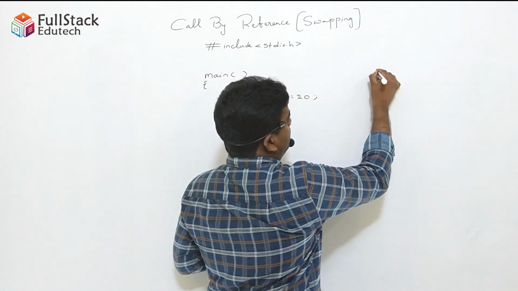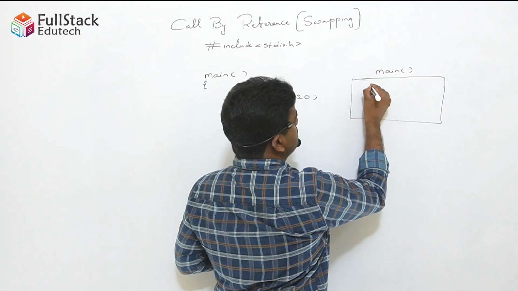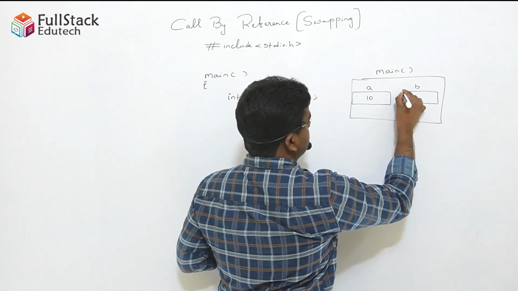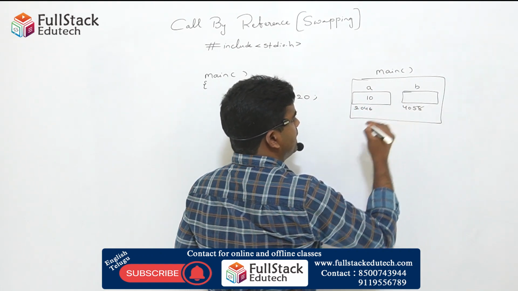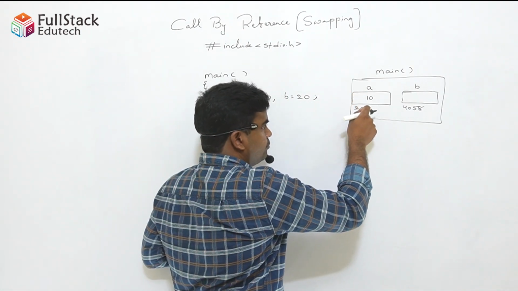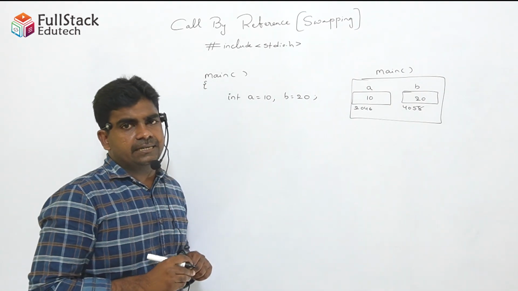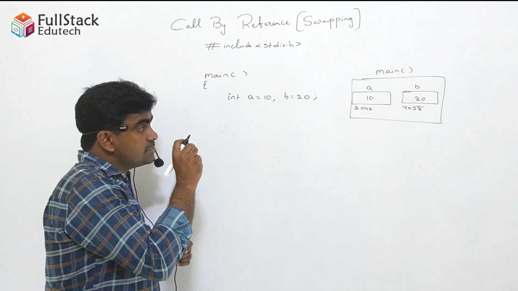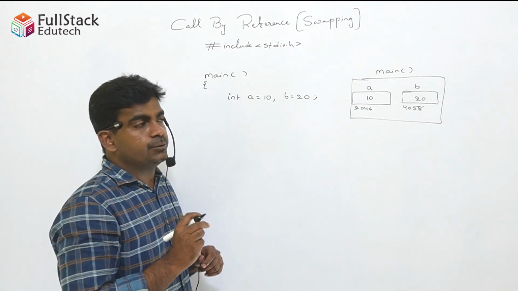So the main function will get memory, with the values of a and b, 10 and 20. Here, in call by reference, the address is very important. I just considered that 10 has memory allocation at 2046 and b, 20, is at 4058. This is call by reference, so we are passing addresses, not values.